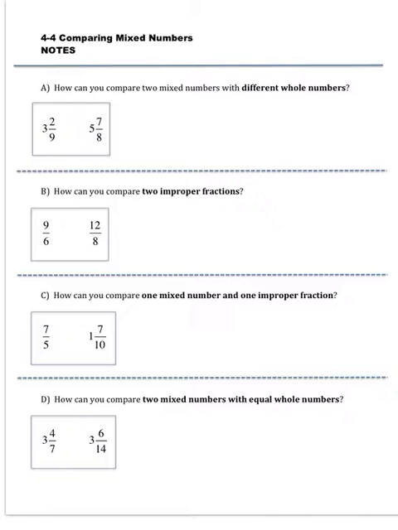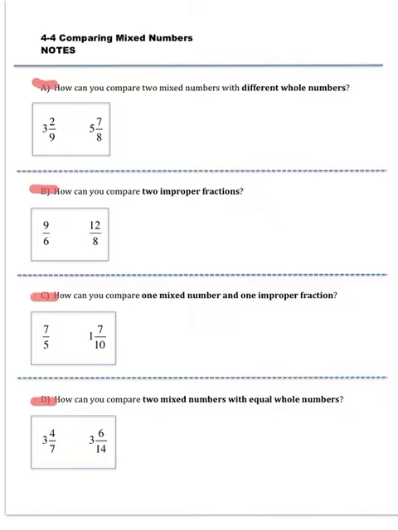So if you take a look, I'm going to highlight letter A at the top, letter B, letter C, and letter D, and that just means there are 4 situations that could happen when you need to compare mixed numbers. We're going to go over each one independently. As I work through each example, you're going to take the notes on your note sheet that you have in front of you to put in your binder.